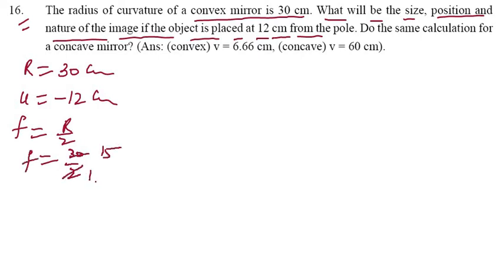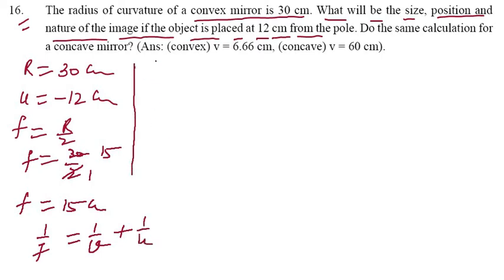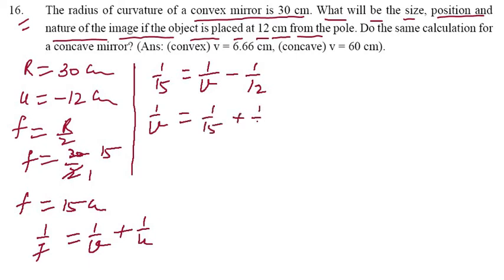So f will be equal to 15 centimeter. The formula is 1 upon f is equal to 1 upon v plus 1 upon u. Put the value. 1 upon f, that is, f is how much? 15. So 1 upon 15 is equal to 1 upon v. v we don't know, so we can write v as v, and u is minus 12, so you can write 1 upon 12 with minus sign. Now we can say 1 upon v is equal to 1 upon 15 plus 1 upon 12.